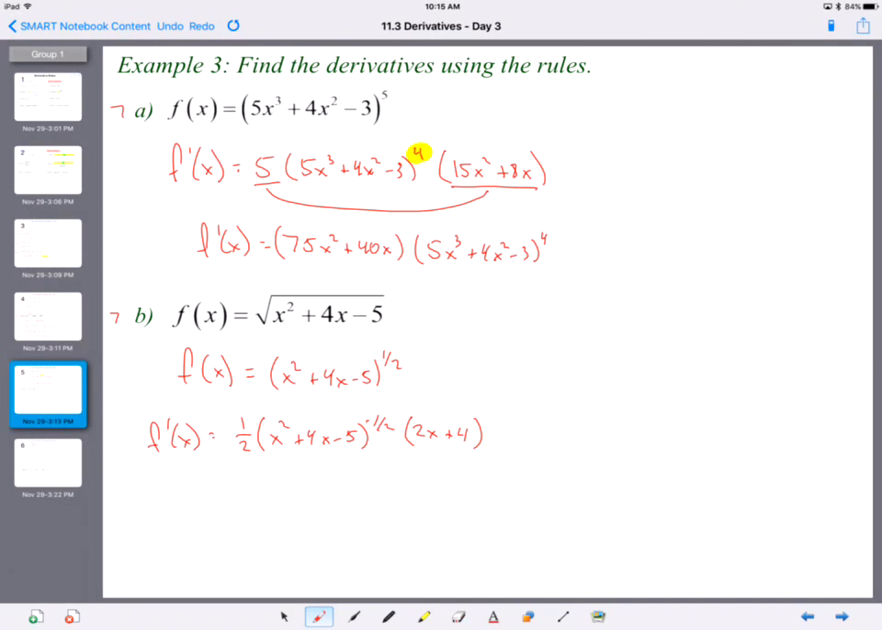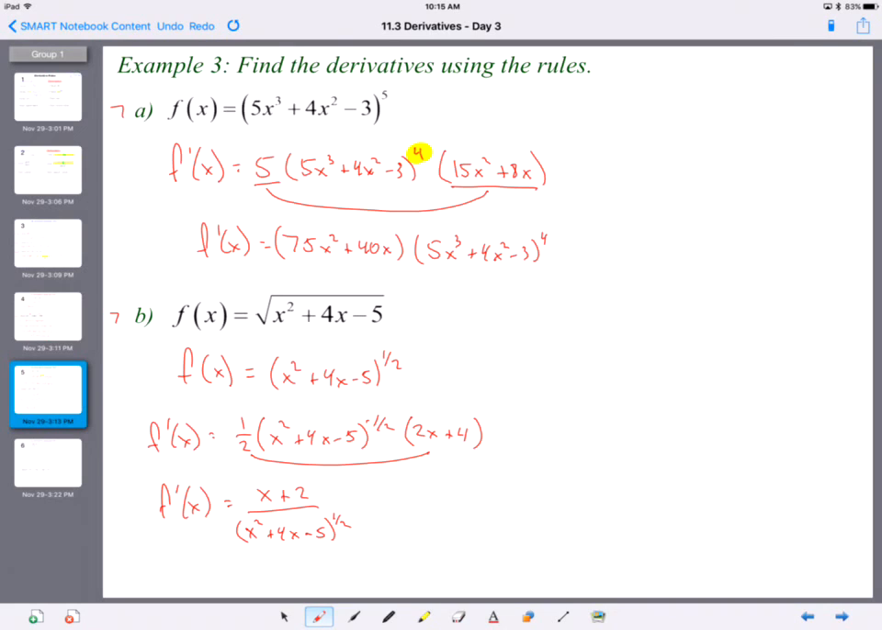We'll multiply this 1/2 times that binomial. We can't do it to the trinomial because it's being raised to a negative. So 1/2 times 2x is x. 1/2 times 4 is 2. And then because it's being raised to the negative 1/2, we're just going to move it to the denominator. We could either rewrite it as a square root or leave it as a rational exponent. Either way is fine. And so there's your derivative.